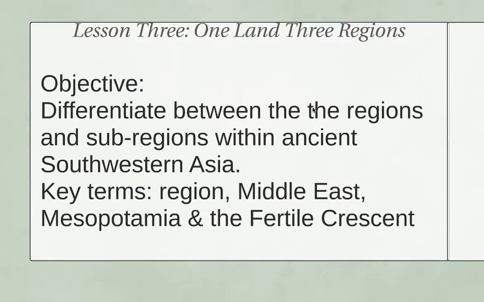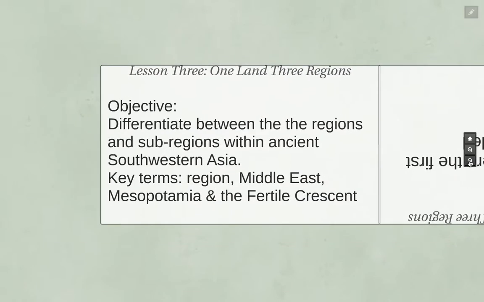Today we're going to look at lesson 3 on Mesopotamia, and this one is called One Land, Three Regions. And the goal for this lesson is to be able to differentiate between the regions and subregions within ancient southwestern Asia. Key terms that we're going to be picking up today include region, Middle East, Mesopotamia, and Fertile Crescent.